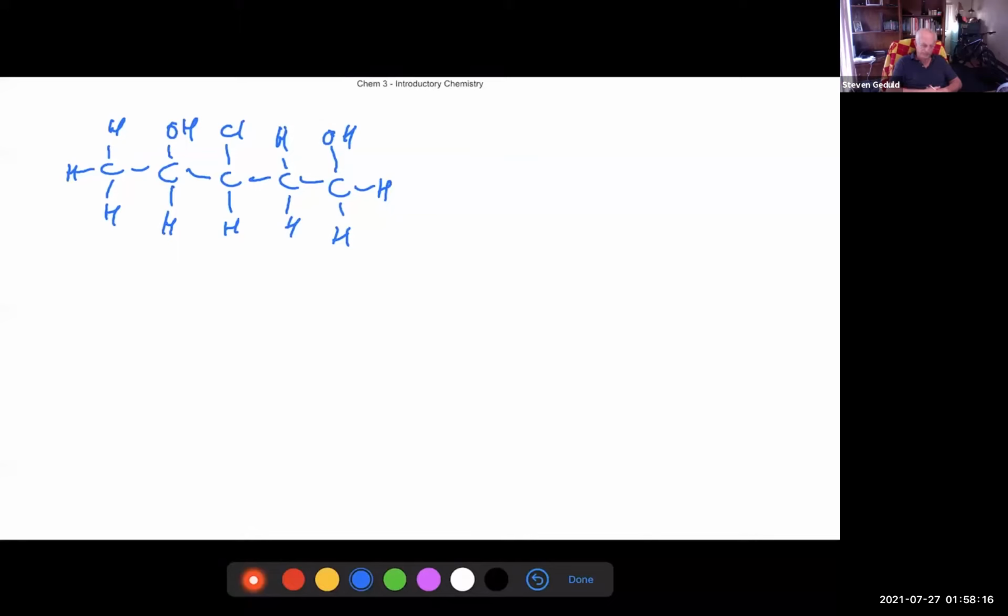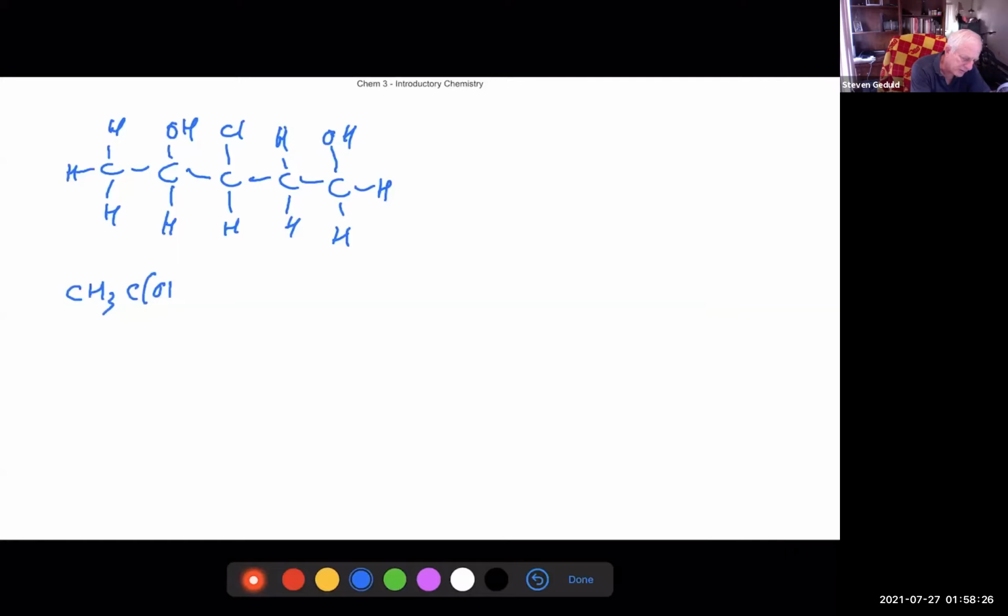Okay, condensed formula. You write the first carbon is CH3, right? The second carbon is C, and I'll put little parentheses there to make sure it's separated: OH and H. We have an OH group and H, and to keep the H's separate, put little parentheses. The next carbon is carbon with a chlorine and a hydrogen. The next one is CH2. The next one is CH3. That's how you write the structural formula. Again, the parentheses are just here to help show you that it goes with the carbon that comes before it.